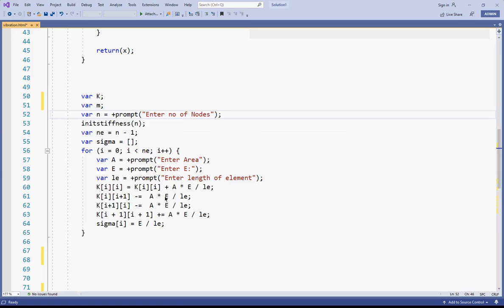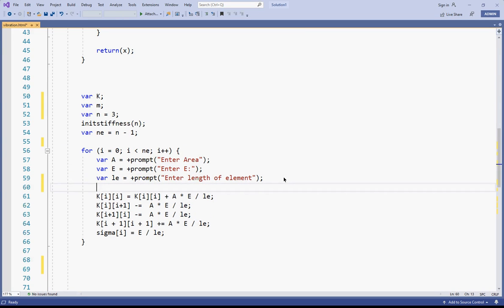So in this case we are going to enter always 3, or we can fix it at 3, no issue. So what I do, I just fix it at 3. So it will be for 3 nodes. I don't require the sigma variable. This is for the number of elements. So I am prompting area, and I am prompting the length. So every time I have to enter different values.